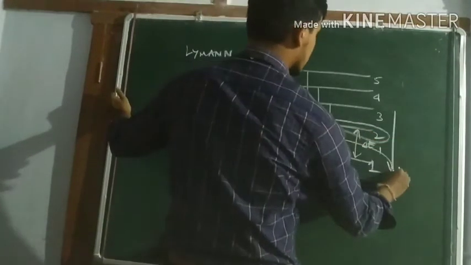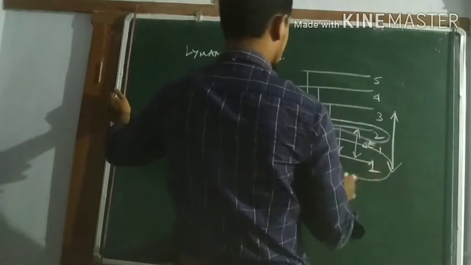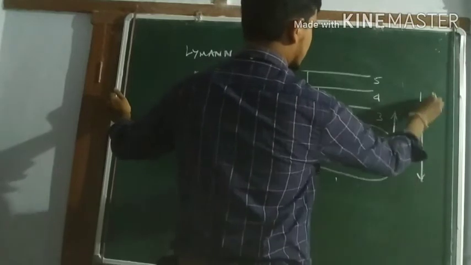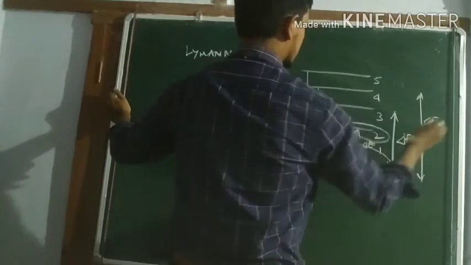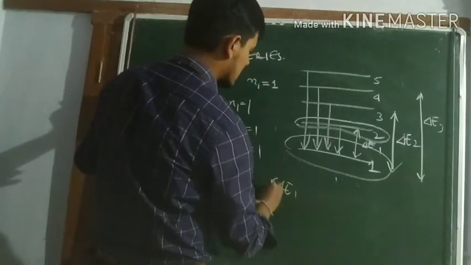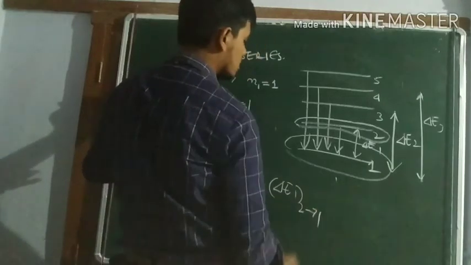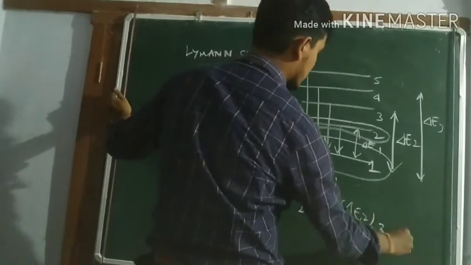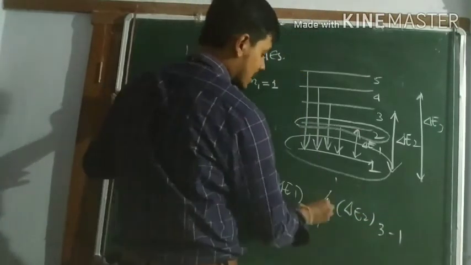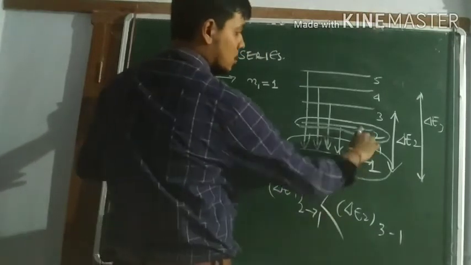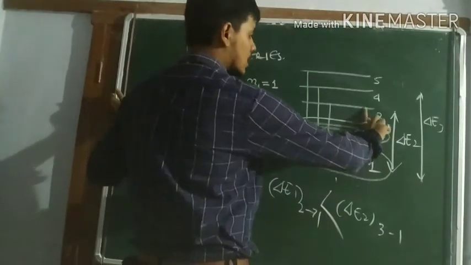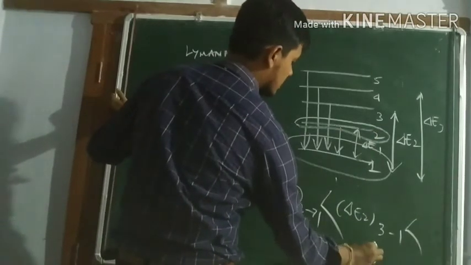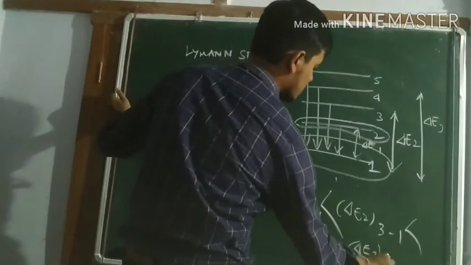Delta E1. Let us take this as delta E2 and this one as delta E3. Delta E1 means the energy difference from 2 to 1. Delta E2 is from 3 to 1. So delta E1 from 2 to 1 will be less than delta E2 from 3 to 1, which is again less than delta E3, that is the energy difference from 4 to 1.